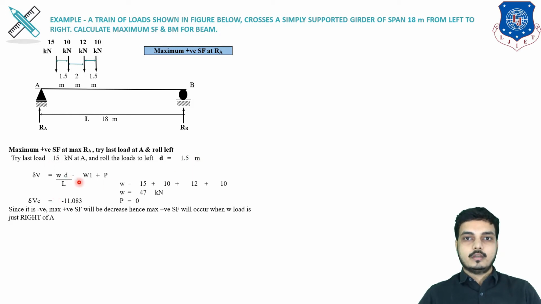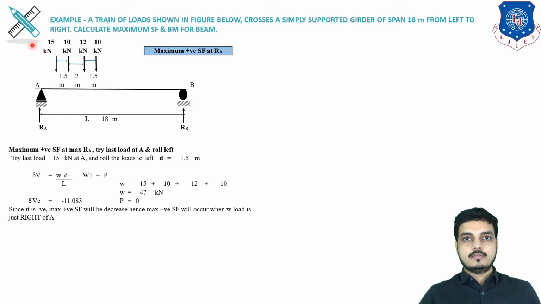So this we know. Now what is my W1? Here W1 is nothing but our 15. And what will be P? Now look, first we have tried out 15. And if it comes positive, then we will use this 10. So 15 will become P and 10 will become W1 in the next case. But right now 15 is my W1 and P is 0 because in front of that there is no load. The first load is 15 only.